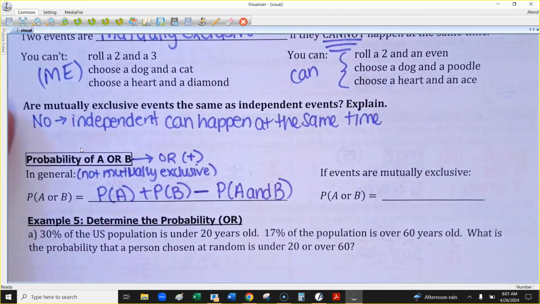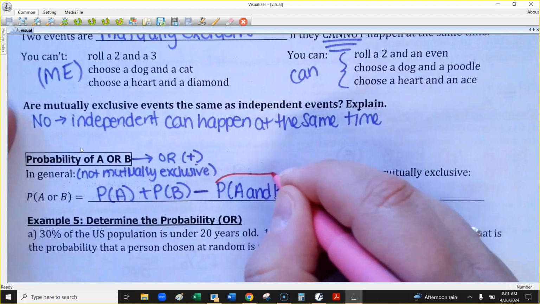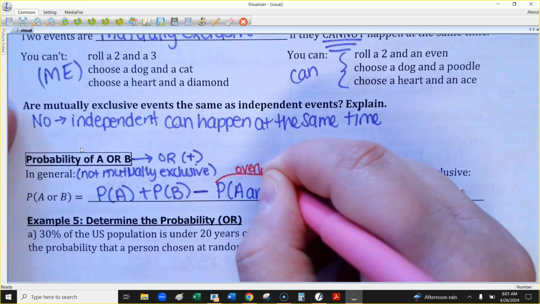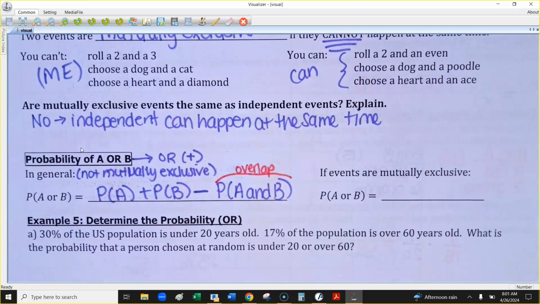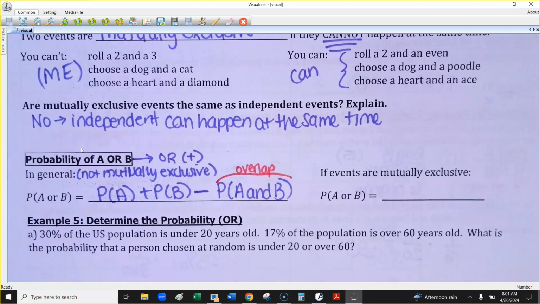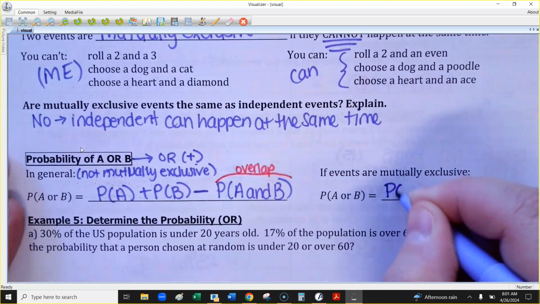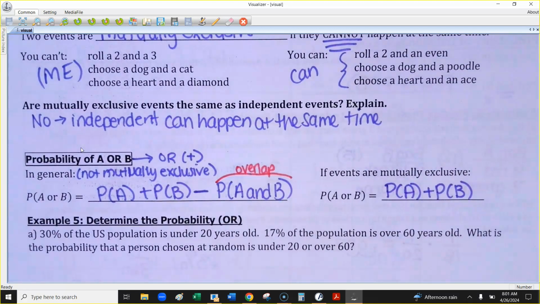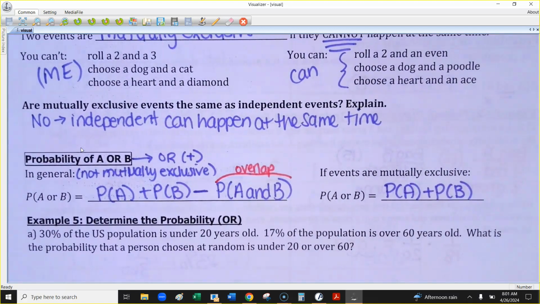We're going to do some examples, so I think this will make more sense. This would be any kind of overlap between the two. That would be the part where these two things could happen at the same time, like I can roll a 2 and an even because those both fall into the same category. If the events are mutually exclusive, if they cannot happen at the same time, there will be no overlap to their probability. So this will just be the probability of A plus the probability of B. There's no overlap that you would have to subtract out. So we're going to do a couple examples here.